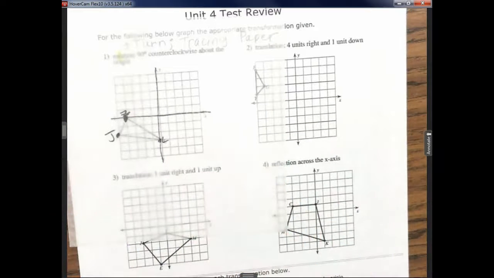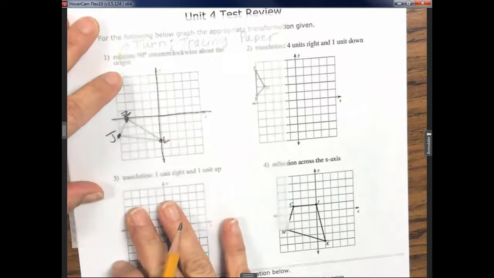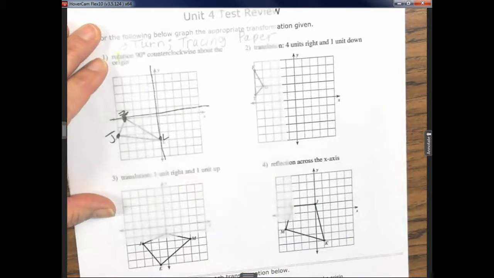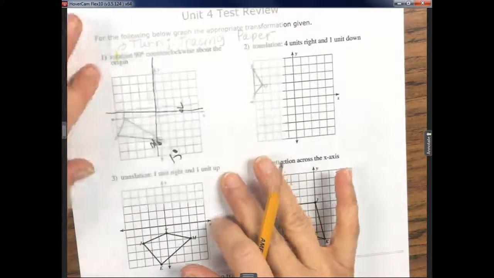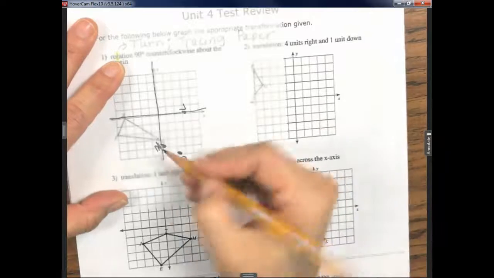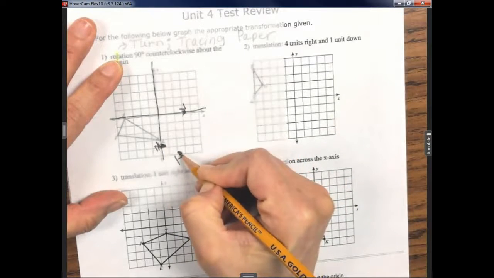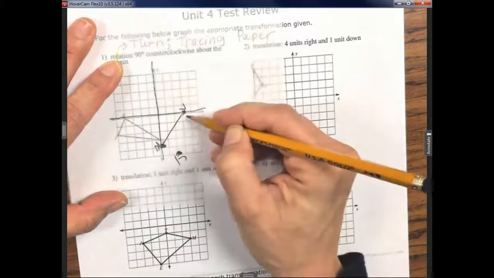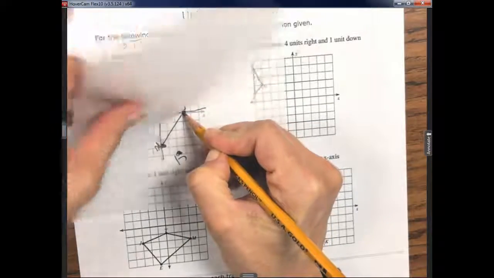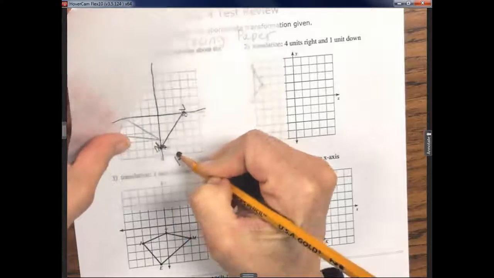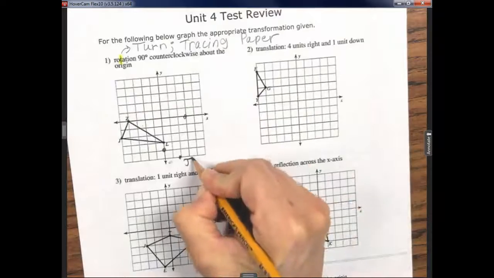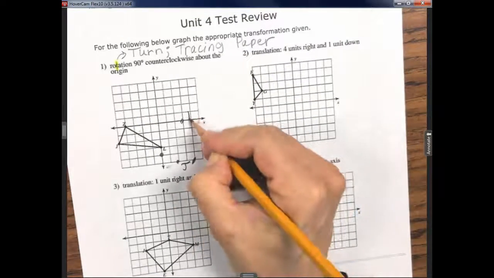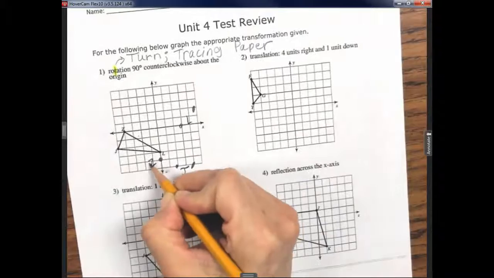And if we are going counterclockwise, that is going to be the opposite direction of a clock. And I have a clock up there. If you get confused tomorrow, just look up there. So we're going to go this way. And after we have rotated one 90-degree turn in the counterclockwise direction, I'm going to poke holes on my tracing paper and plot the ordered pairs. So this is J prime. Don't forget the prime marks. This is L prime. And that's Z prime.